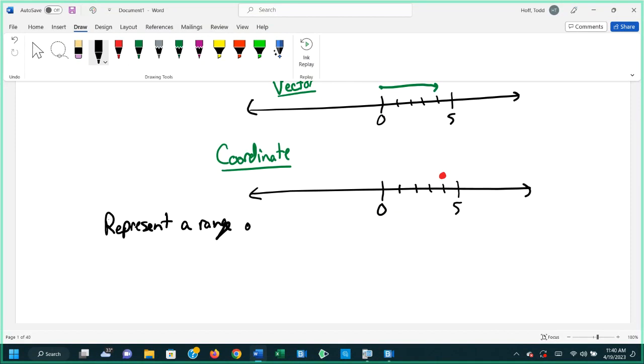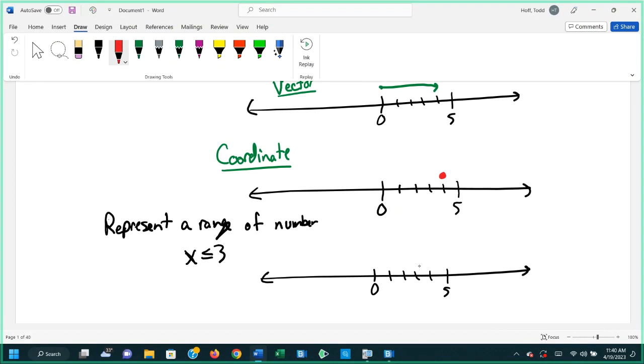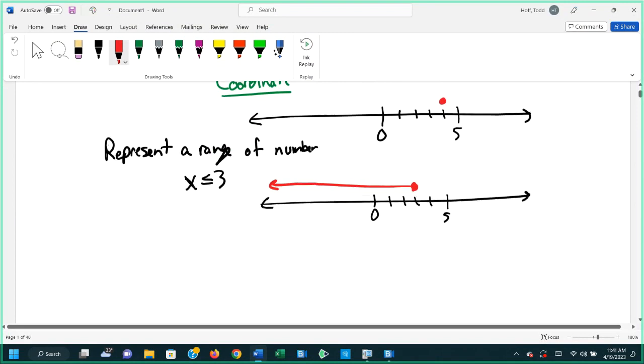And so if we're representing a range of numbers, we might have something like x is less than or equal to 3. So if I want to represent that, well, here's 3 right there. But x is not just equal to 3, it's less than or equal to 3. So it could be anything smaller as well. So I draw an arrow going in that direction, indicating not only can x be 3, but it could be anything smaller than 3.